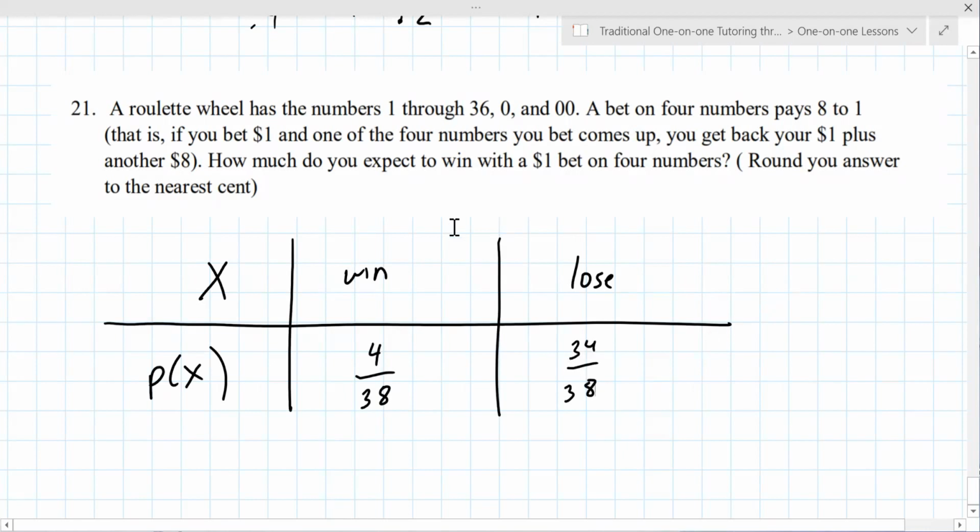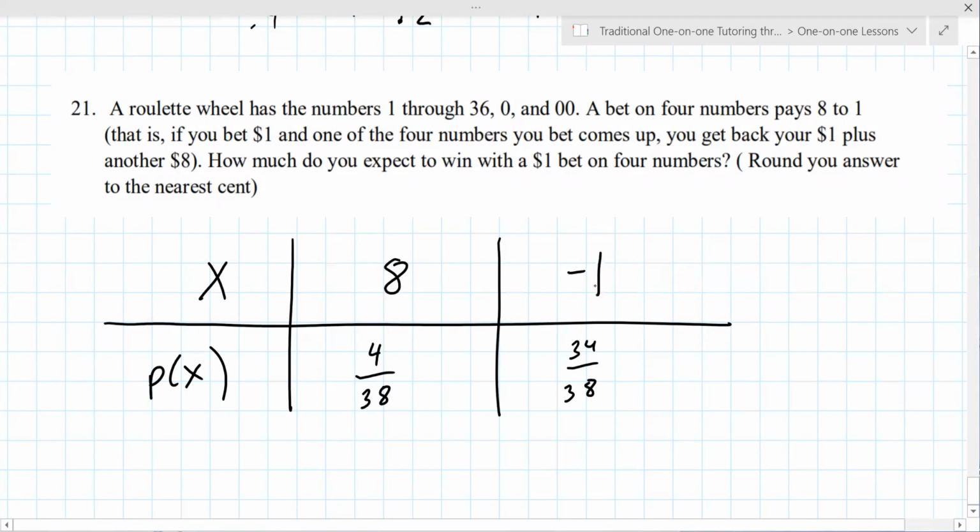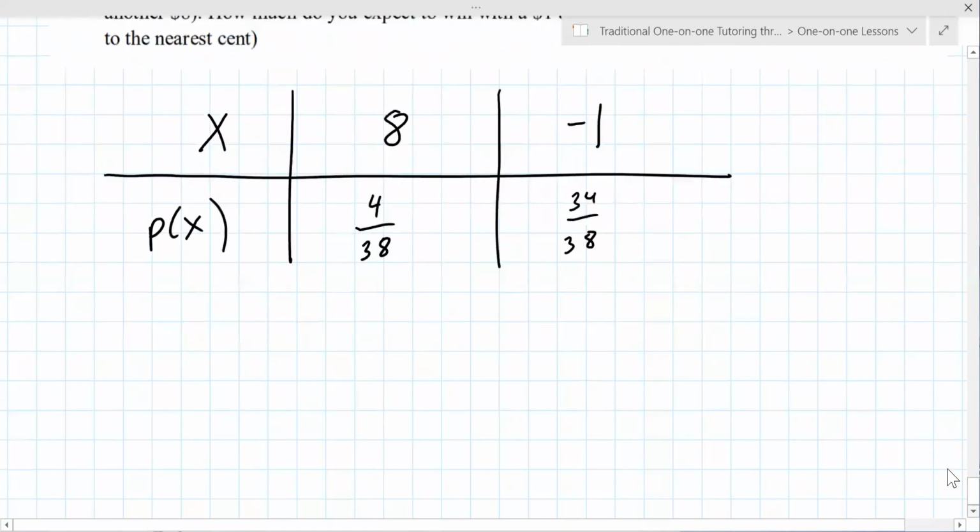Now instead of win here, we're going to replace that with what you actually win. You win your $1 plus another 8, so you get $8 in total. But if you don't win, your $1 that you put on the table is gone forever. Gotcha. So your expected value is still the same thing.